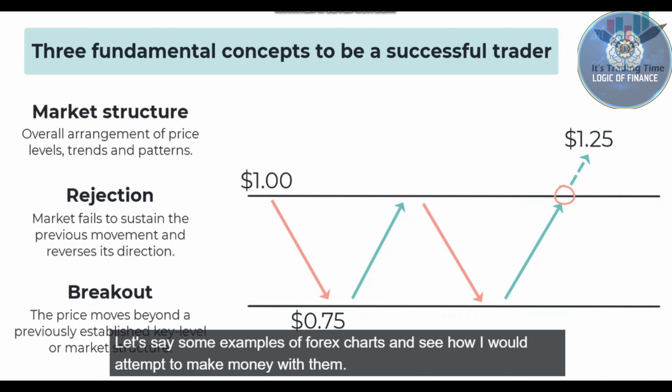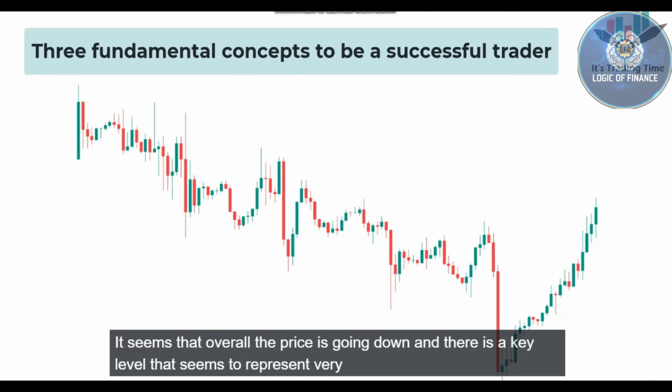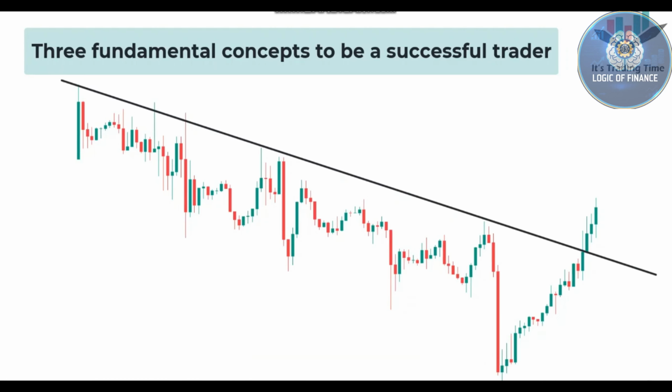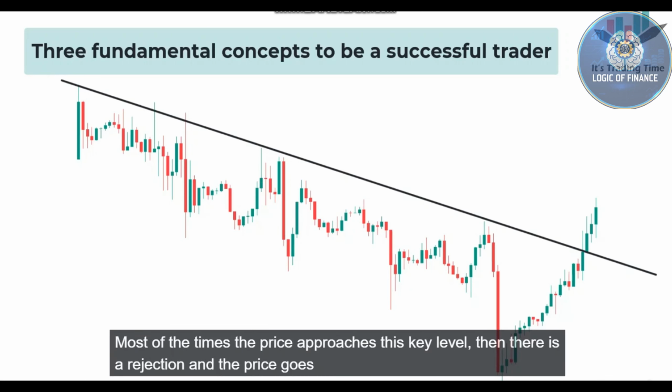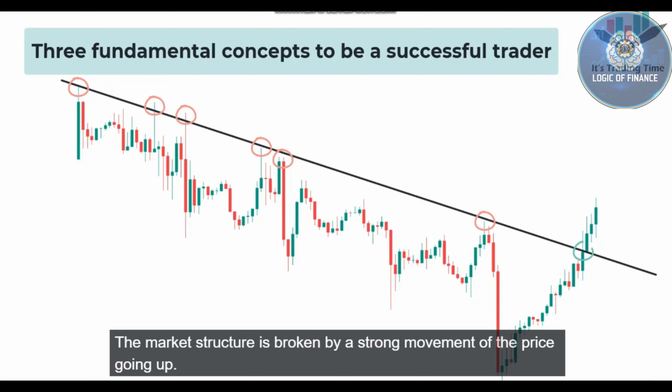Let's see some examples of Forex charts and see how I would attempt to make money with them. First of all, I want to try to understand the market structure. It seems that overall the price is going down, and there is a key level that seems to represent very well this down movement. Most of the times the price approaches this key level, then there is a rejection and the price goes back down. At the end, the market structure is broken by a strong movement of the price going up.